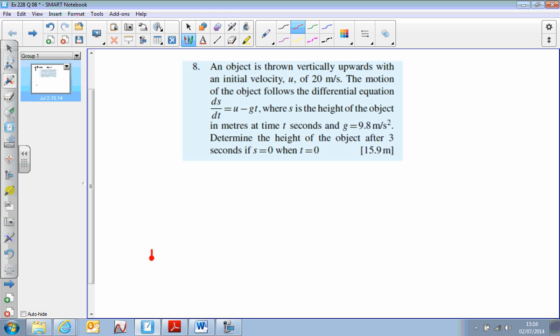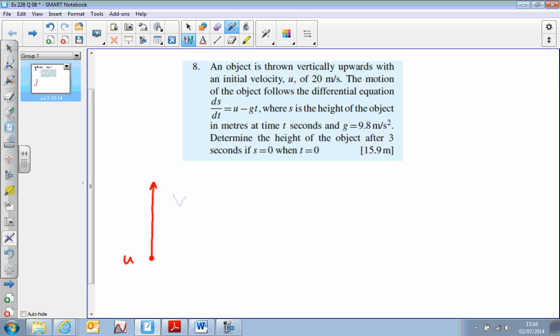So here's our object and it's being thrown up vertically like that with an initial velocity of u. From our knowledge of objects and gravity, the acceleration due to gravity, g equals 9.81, or 9.8 as it says here, 9.8 meters per second squared. But gravity is a force, the weight of the object is a force which is acting downwards, and so weight is the mass times this gravity.